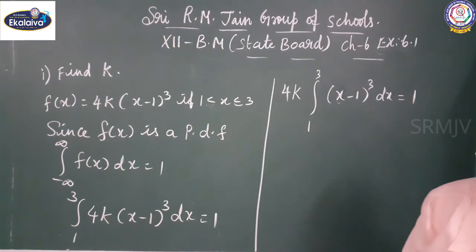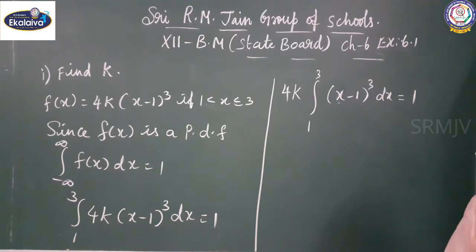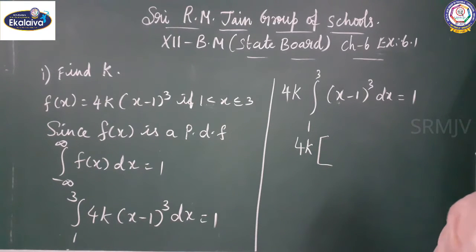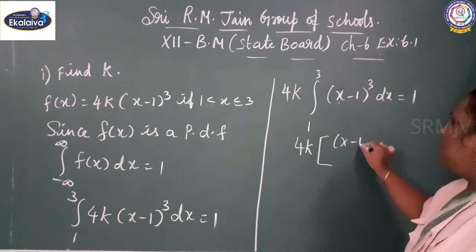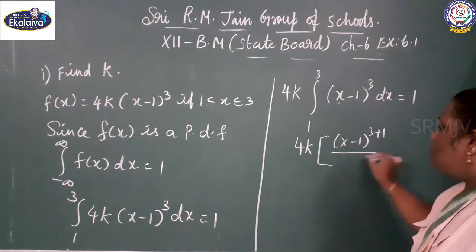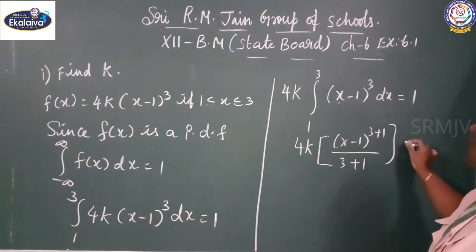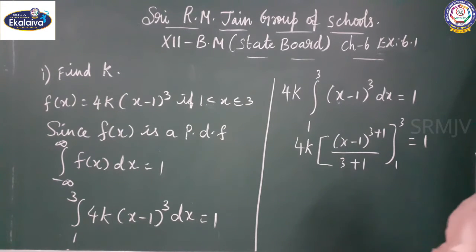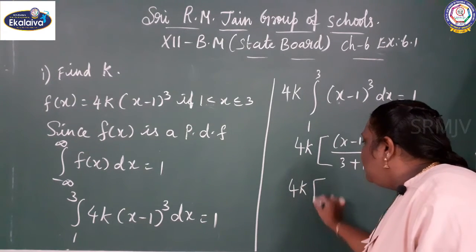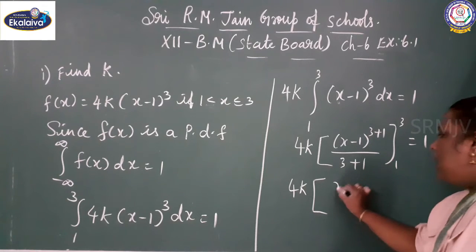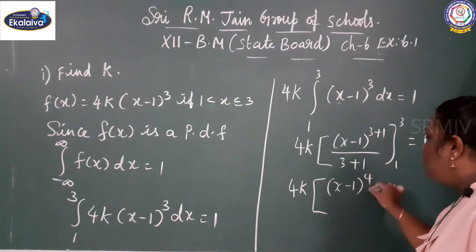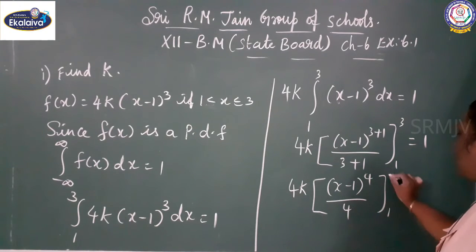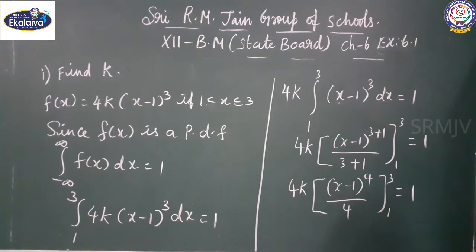So you can apply the integral formula, x power n plus 1 by n plus 1. 4k into (x minus 1) the whole power 3 plus 1 by 3 plus 1, with limit 1 to 3 equal to 1. So 4k into (x minus 1) the whole power 4 by 4, limit 1 to 3 equal to 1.